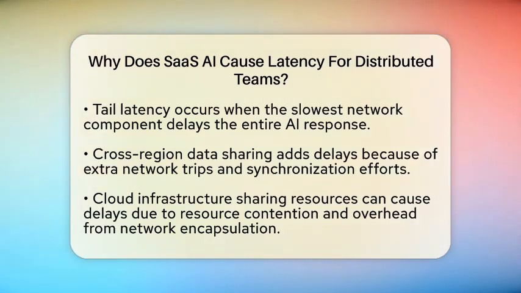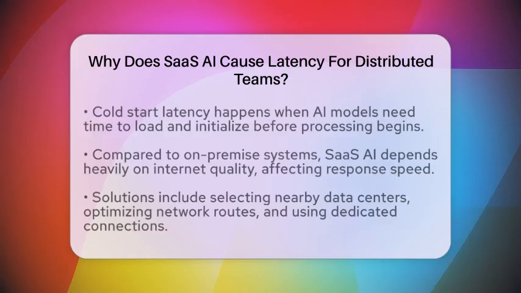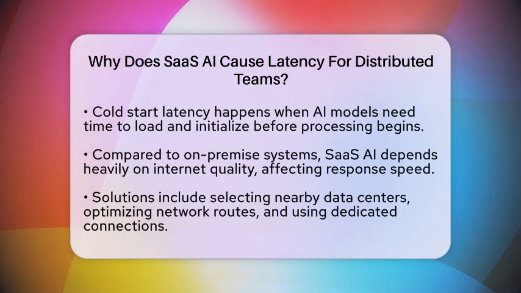Tail latency also plays a role. In distributed AI workloads, the overall response time depends on the slowest data packet or process. If one part of the network responds slowly, it holds up the entire operation. This is similar to a relay race where one slow runner delays the team. Cross-region synchronization is another challenge. When teams use AI models that operate across multiple cloud regions, they need to constantly share data. This ongoing exchange adds more delays because of the extra network trips and processing needed to keep everything in sync.